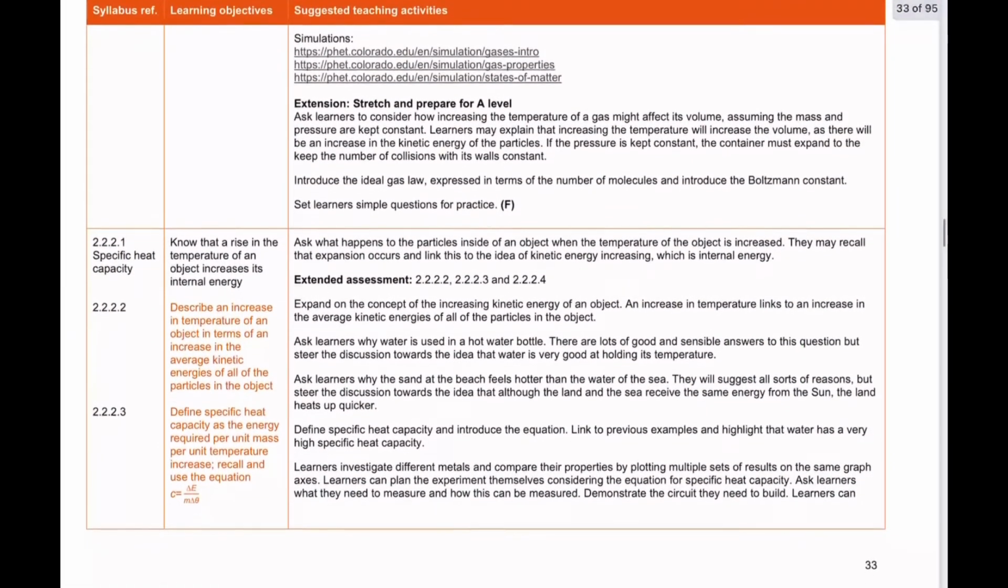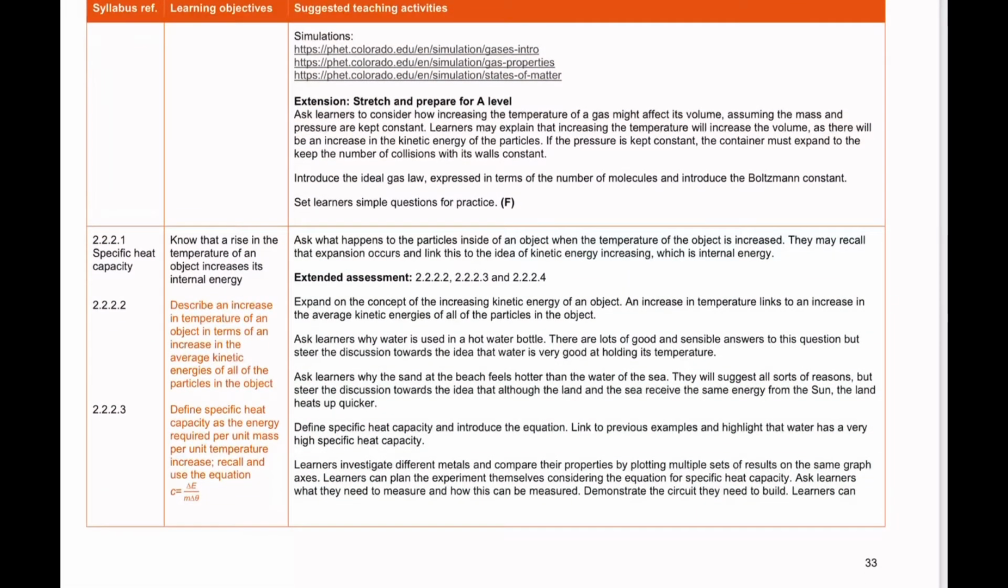Key concept 2.2.2.1 Specific heat capacity. Learning objectives. Know that a rise in the temperature of an object increases its internal energy. Describe an increase in temperature of an object in terms of the increase in average kinetic energies of all the particles in the object. Define specific heat capacity as the energy required per unit mass per unit temperature increase. Recall and use the equation c = E/(mΔθ).